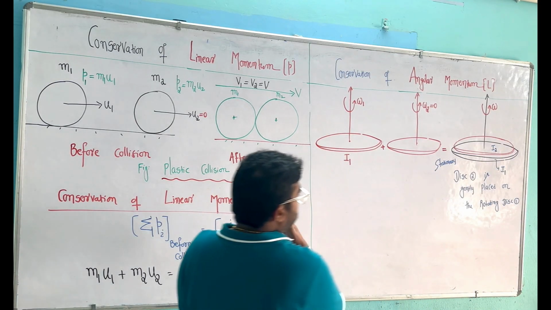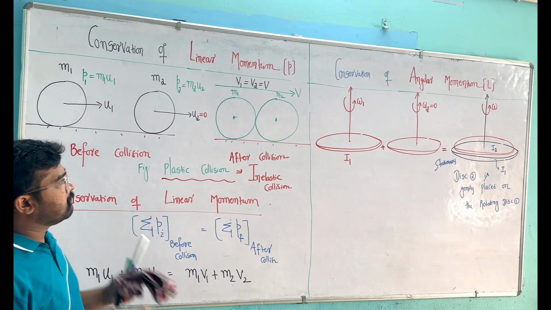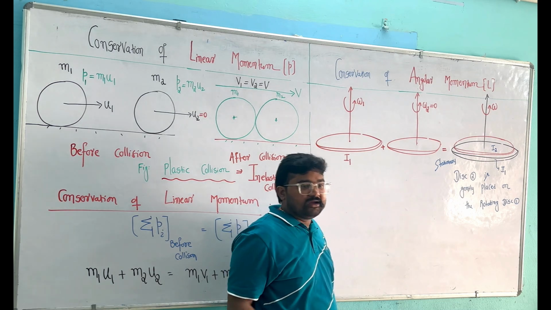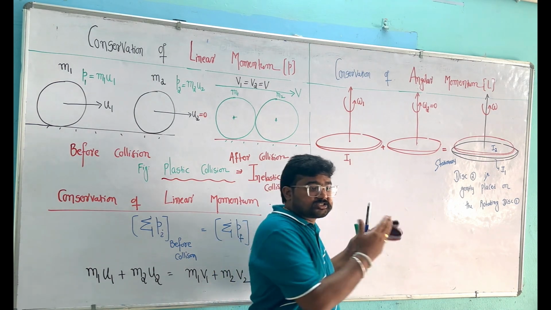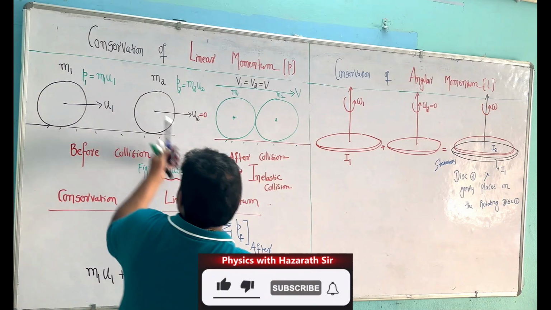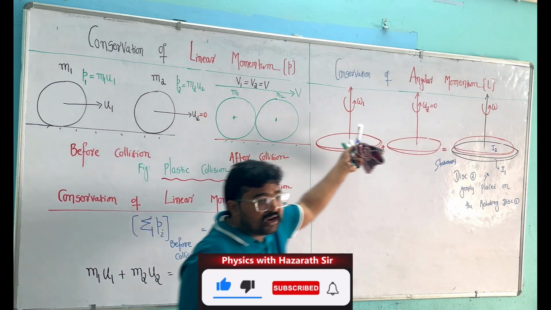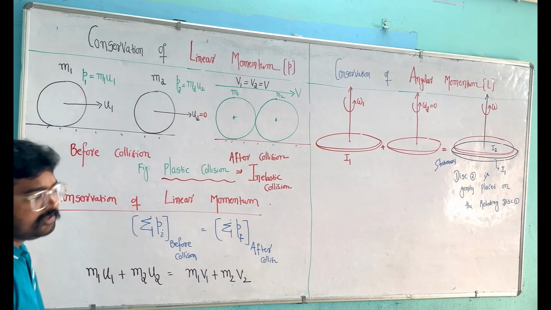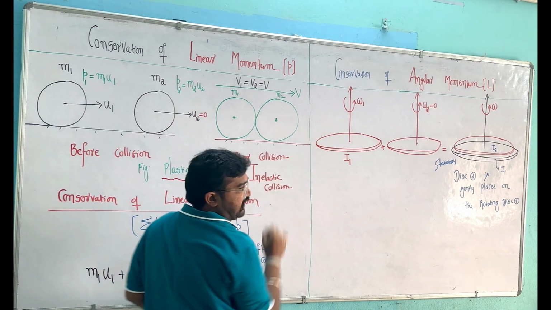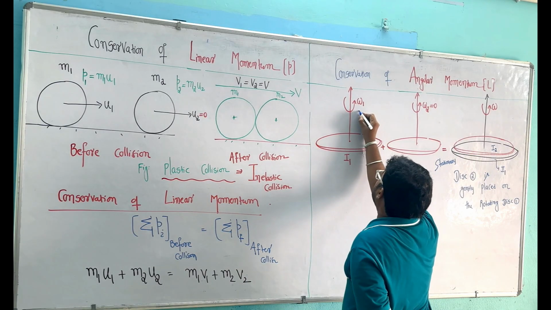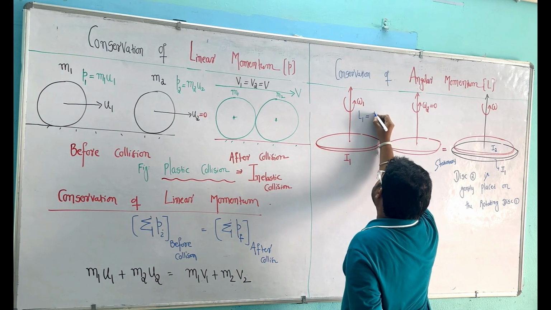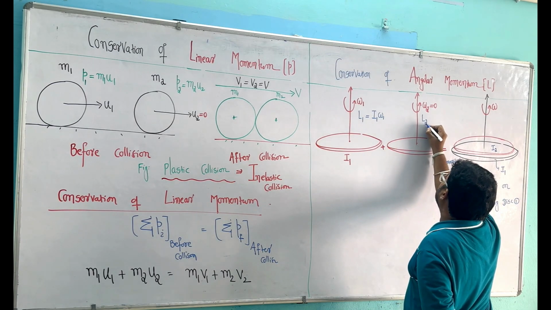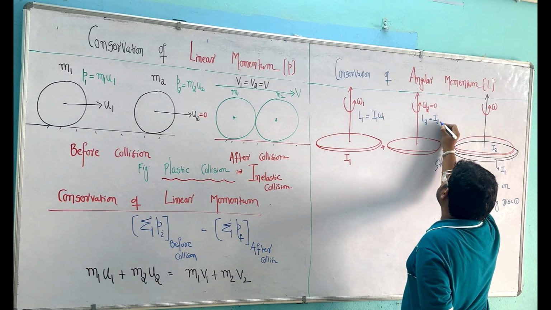Understood? So when you compare these two cases, in what manner you can compare? In place of M1, what is coming here? In place of mass, moment of inertia will come. In case of linear velocity, angular velocity will come. Understood? So when you compare, exactly the same or not, M1, here you will get I1. What is the angular momentum L1? I1 omega 1. Angular momentum L2 equal to how much? I2 omega 2.